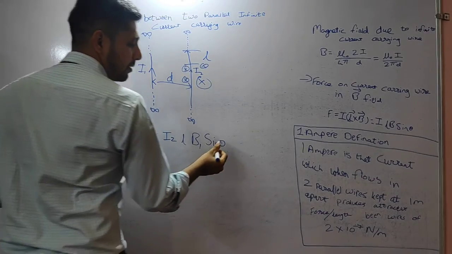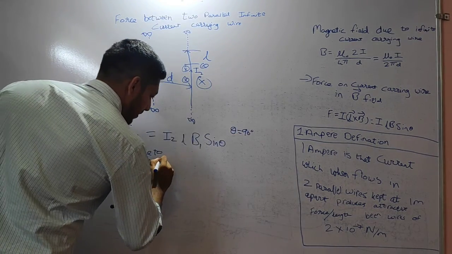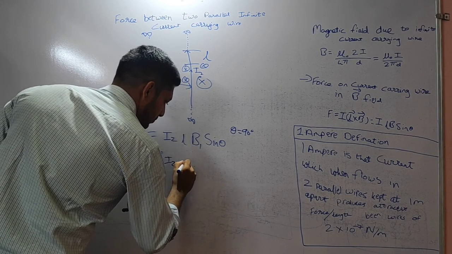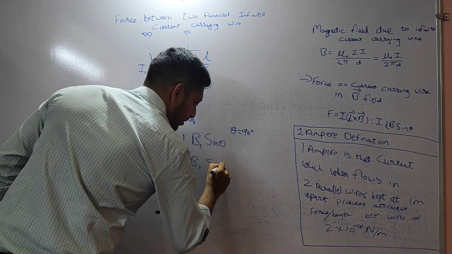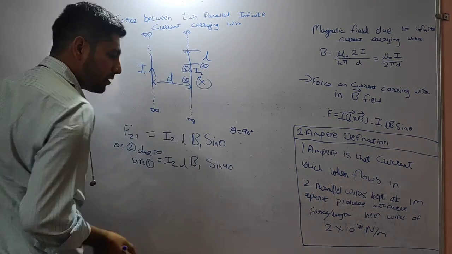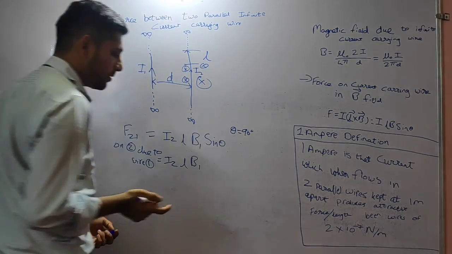So here theta will be equal to 90 degrees. I can write I2 L B1 sin theta, and sin 90 is equal to 1, so I am directly rubbing this out and we can put 1.